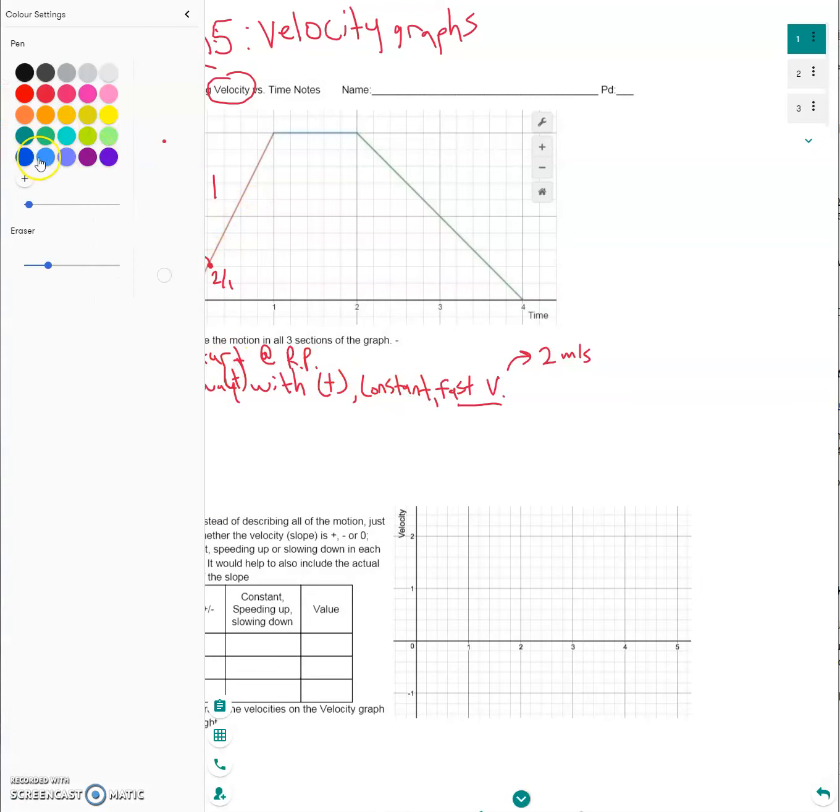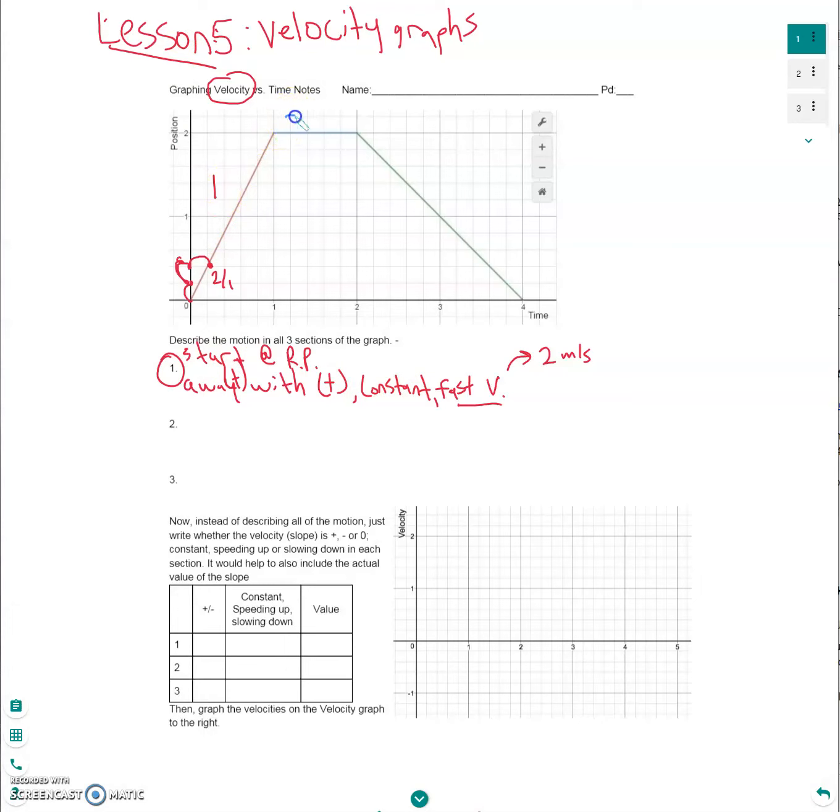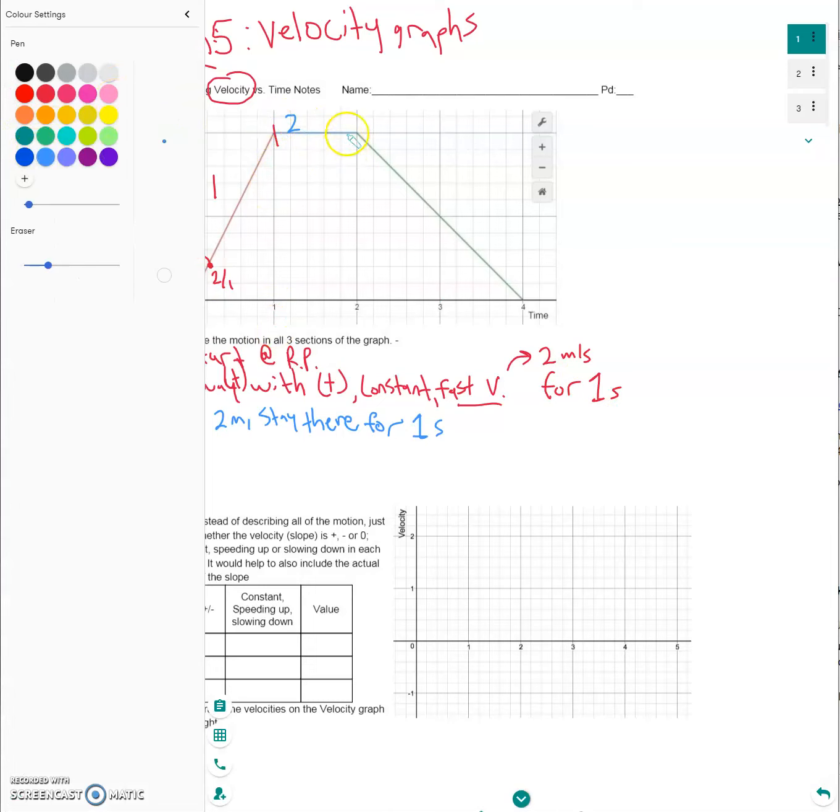And then let's switch colors and we'll go blue here. We're going to go to section 2. This is section 2. In section 2, we're at position number 2. So we're at 2, we'll call it 2 meters. And we stay there for an entire second. I probably should have told you in part 1 that we were actually doing that motion for 1 second, okay, because it was from 0 to 1 in terms of time. So that's going to mark us here, and then blue ends here.